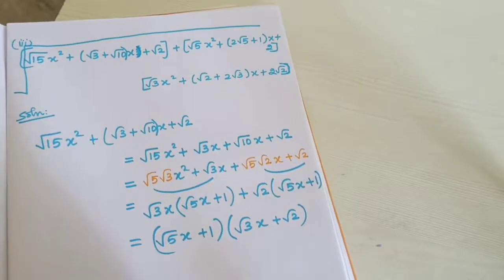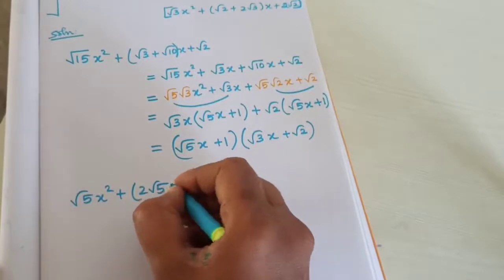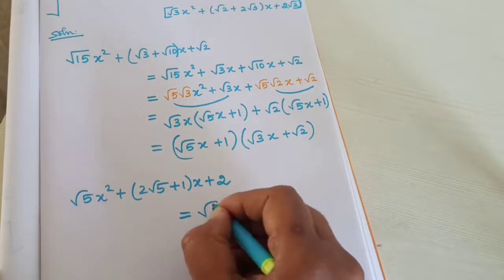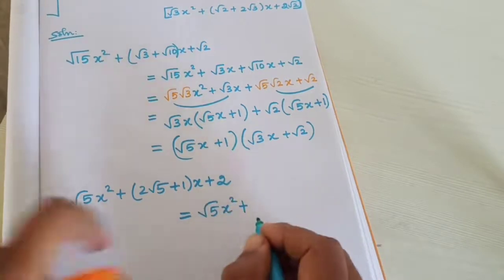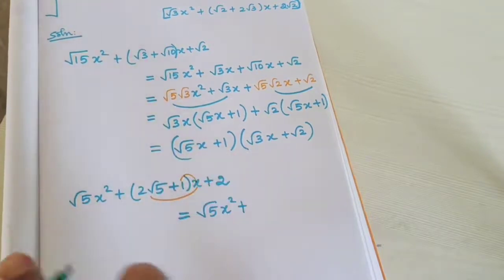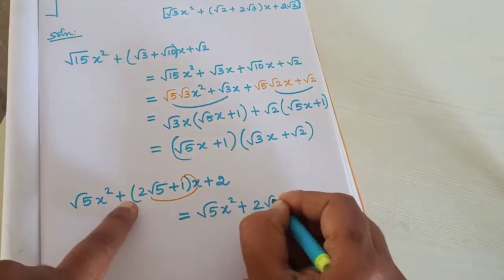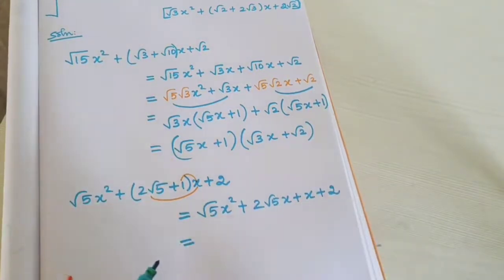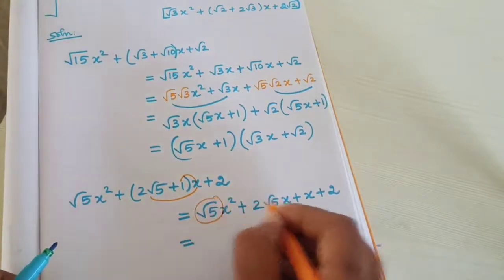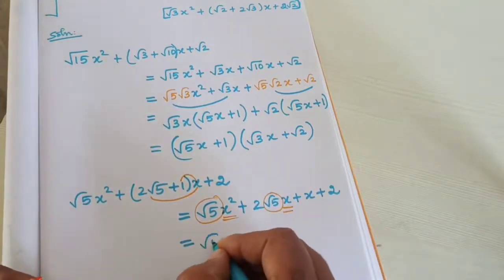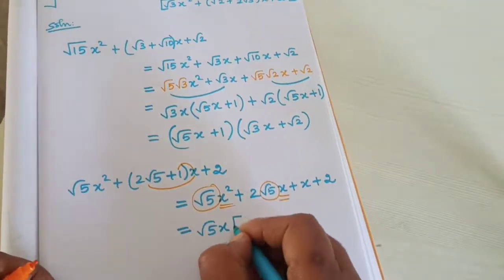Okay, listen. Root 5x square plus 2 root 5, plus 1 into x plus 2, which is equal to. Just multiply this. Root 5x square plus x term you need to multiply inside. X into this and x into this. So 2 root 5x plus x plus 2, which is equal to, first two terms what is common? Here also root 5, here also root 5, and x also common. We can take it as common. So root 5x after taking common, what will be the term inside?